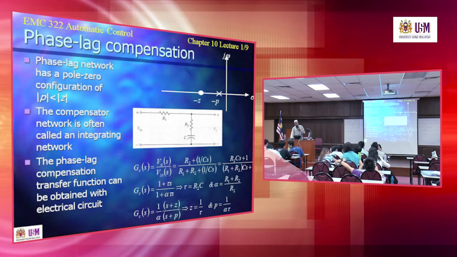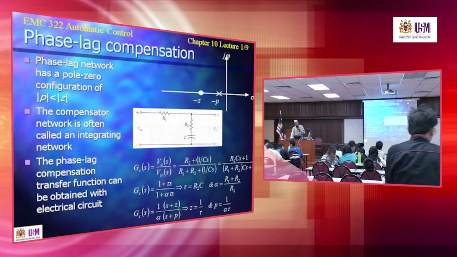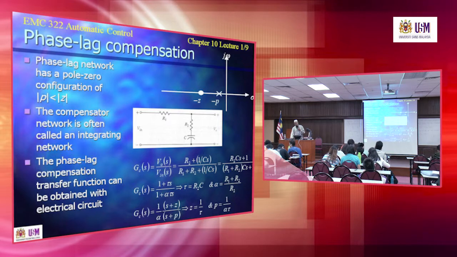Okay? And then you can also rearrange the equation into the form of zero divided by poles. The only thing here, there is 1 over alpha. Okay, this is considered as the gain K. Okay, 1 over alpha is equal to the gain. And then the zero Z is equal to 1 over tau. Okay, basically tau is equal to this, so it becomes 1 divided by R2C. And then the pole is 1 divided by alpha tau.